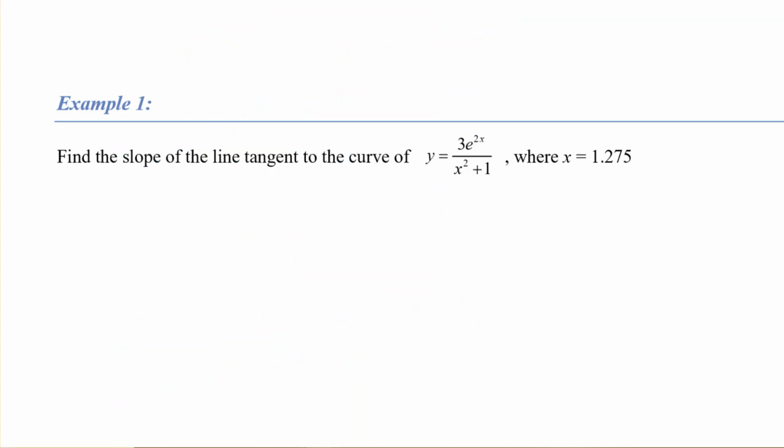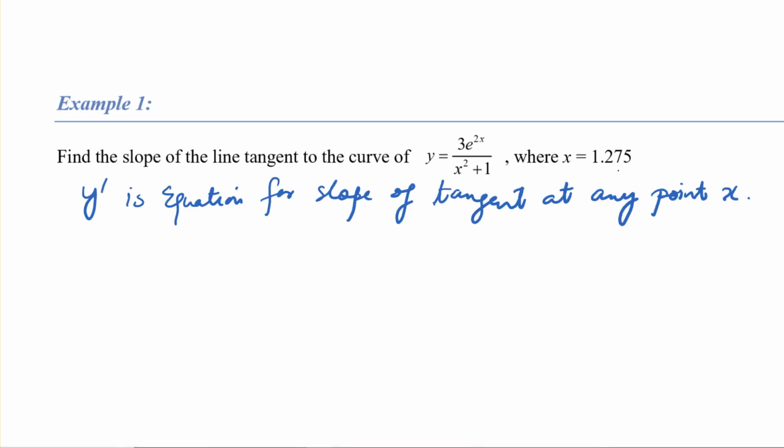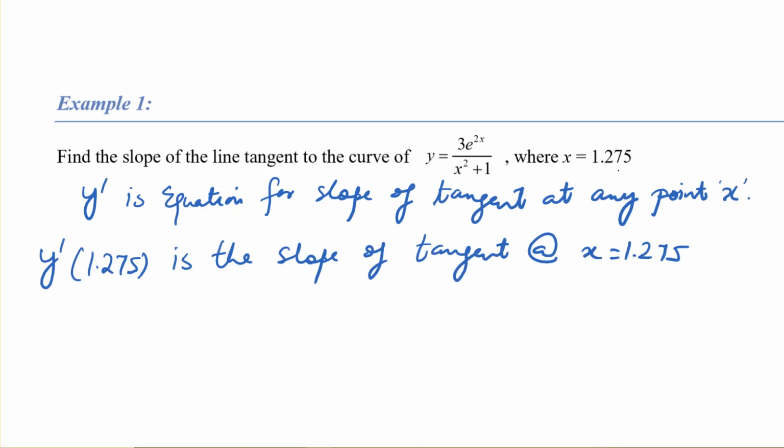Let's try a couple of application problems. In this first example, we need to find the slope of the tangent to the curve where x is equal to 1.275. When we learned about derivatives, we learned that y dash or dy over dx is the equation for the slope of the tangent at any point x. If we plug in this particular value of x in that, then we get the slope of the tangent at that point.